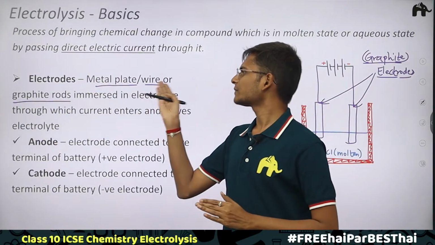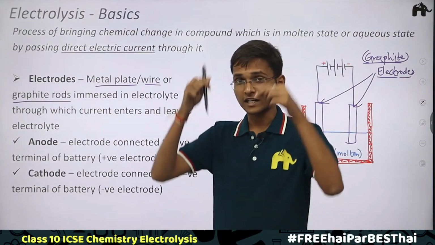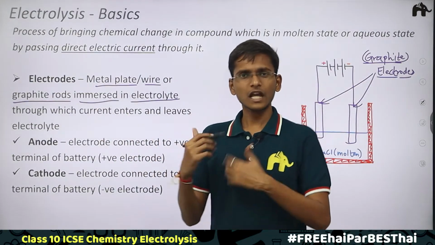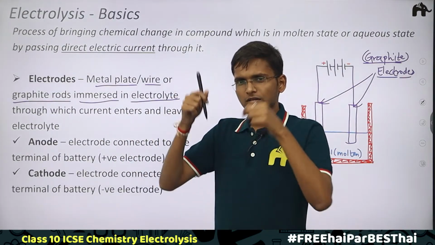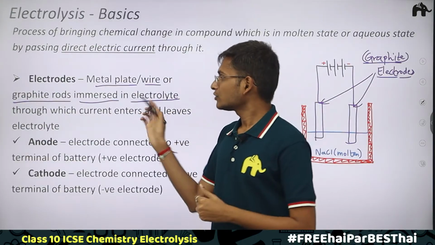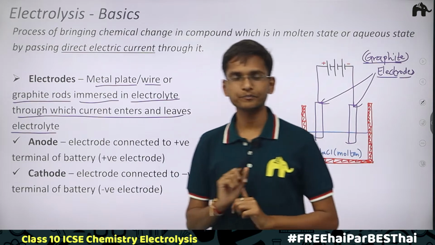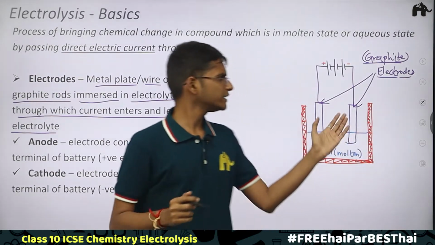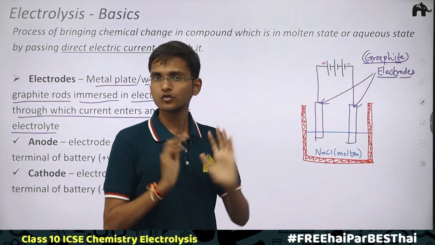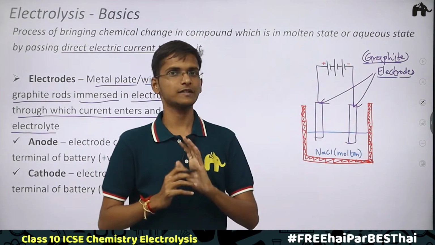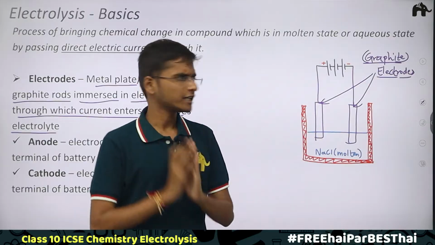So electrodes are simply metal plates or wires or graphite rods which are immersed in the electrolyte. Through these electrodes, the current enters and leaves the electrolyte. How the current enters and leaves the electrolyte through electrodes, we will see later on, once we understand what electrolysis actually is and how it takes place. Very clear? We would definitely get back to it.